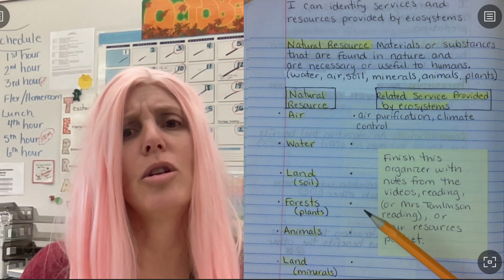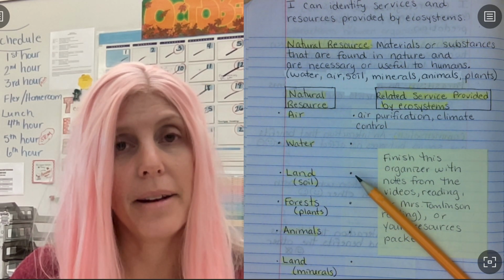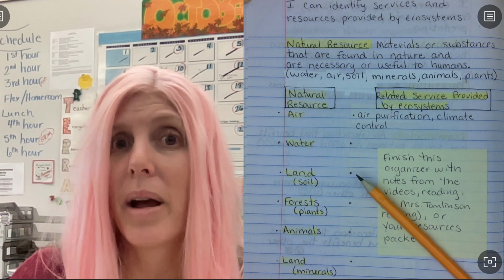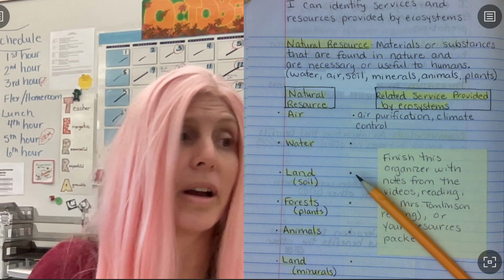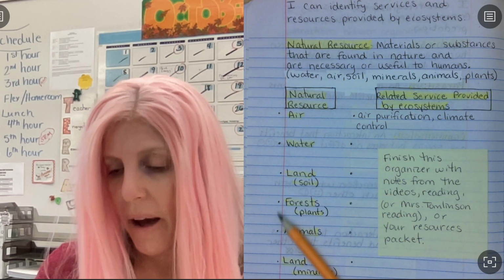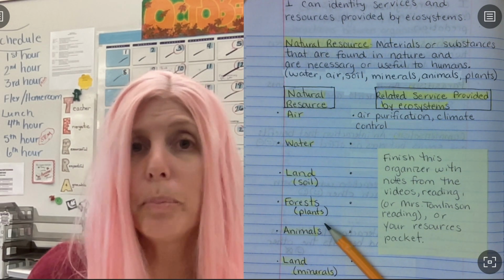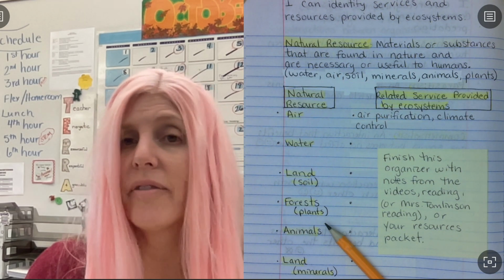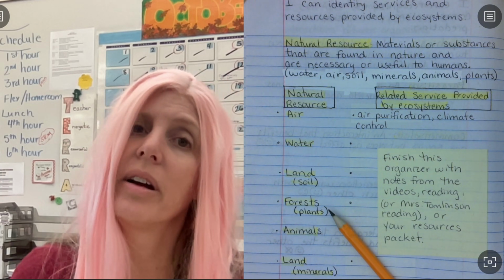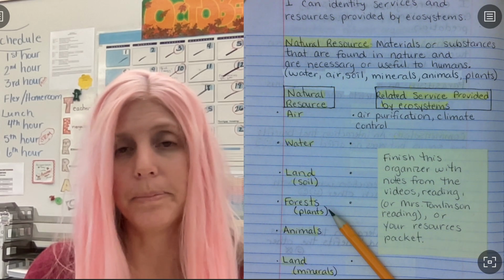Wait a minute, Mrs. Tomlinson, you talked about soil being abiotic. You're right, I did. And we are going to continue to refer to soil as being abiotic, but it does contain biotic things, such as bacteria and microbes. So also we have forests, and forests give us all kinds of things. They give us building materials for our shelter. They have all kinds of plants for medicines. They also have all of those plants releasing oxygen into the air so we can breathe.